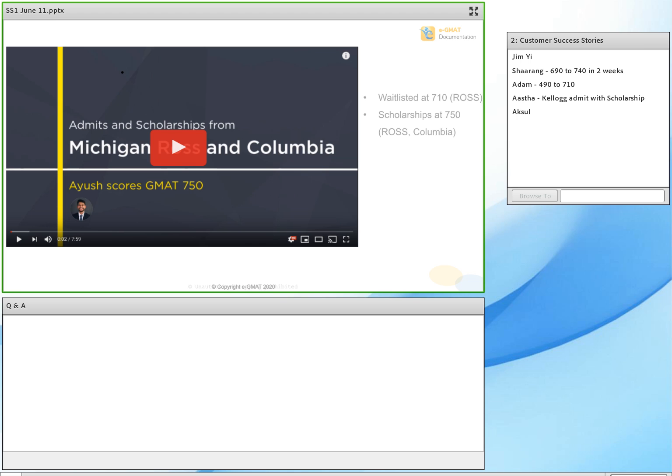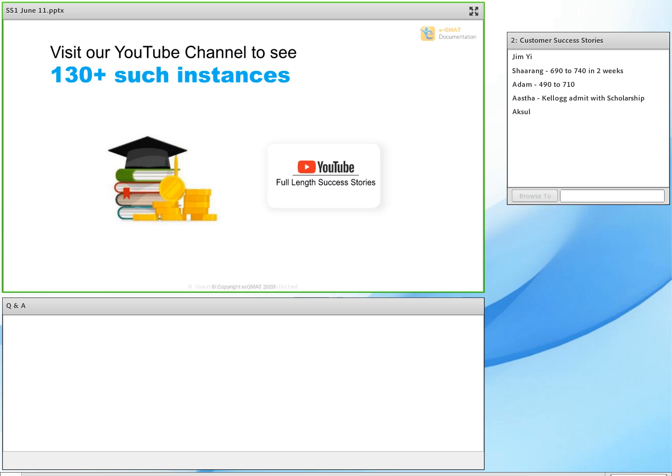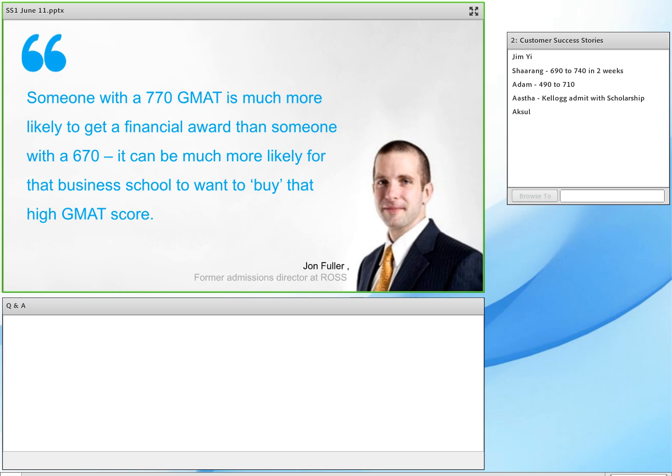For students securing scholarships, what's the average score and how far? Even a 710 score secured a scholarship. KK had 720 and he secured scholarships. But when you want to really get into the scholarship zone, that's why I say 740 or higher. Right now we have about 170 such stories, and this is about 2 months back. This presentation is from 2 months back, but if you go to our YouTube channel, you can see 170 such success stories, and we add about 2 every week or so.